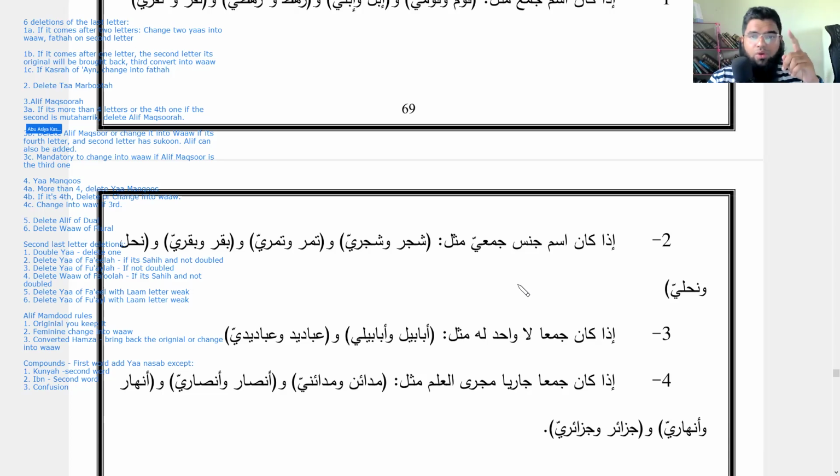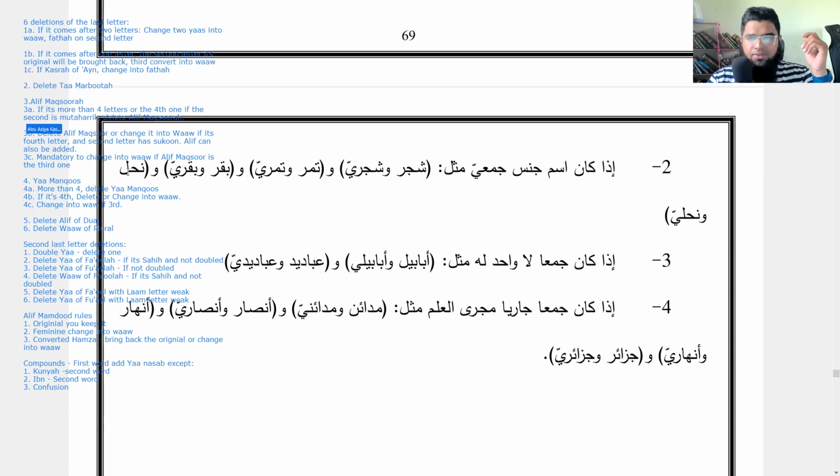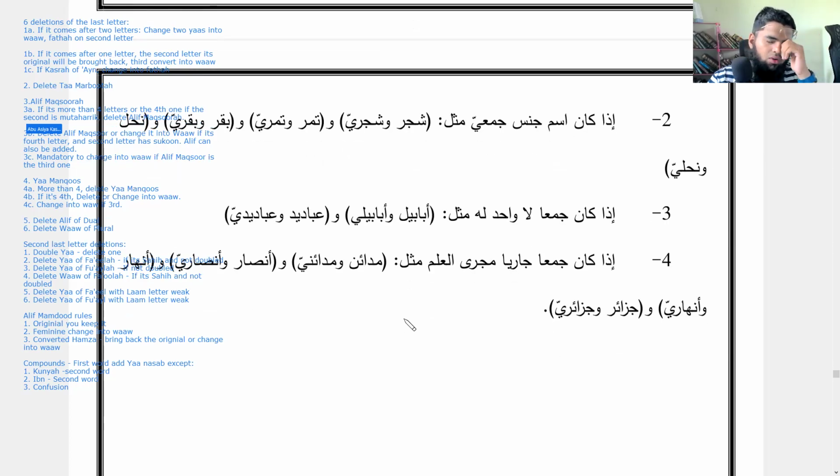So shajaratun is one tree. The difference between shajar and shajara is Taa Marbootah. So it says shajari. Just add tamar tamari, bakar bakari, nahal nahali, honeybees. إذا كان جمعا لا واحدا له like ababil, flocks, there's no singular. So ababili, abadid. So abadidi. Abadid is what?